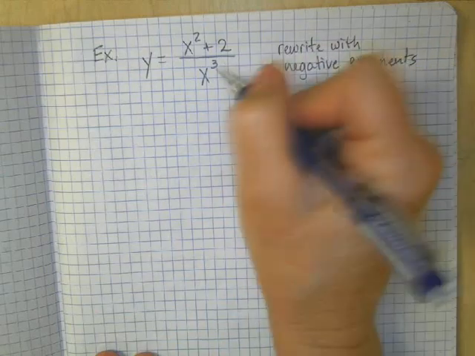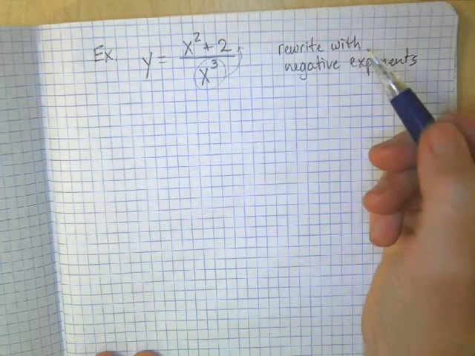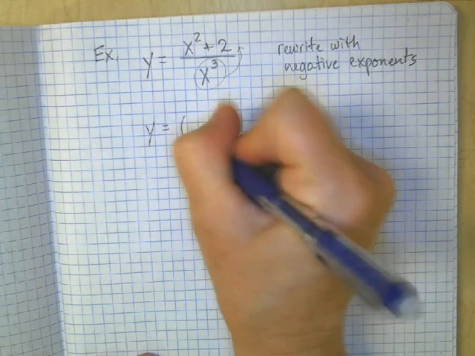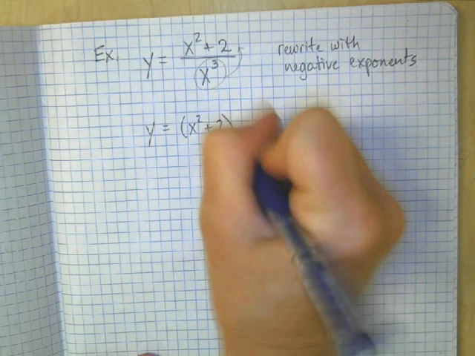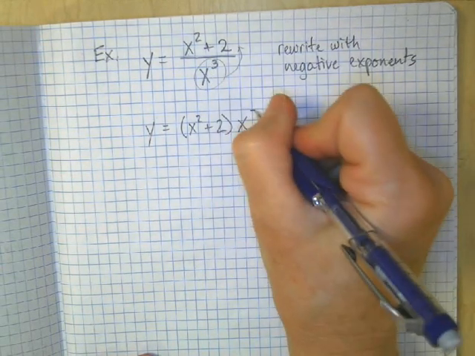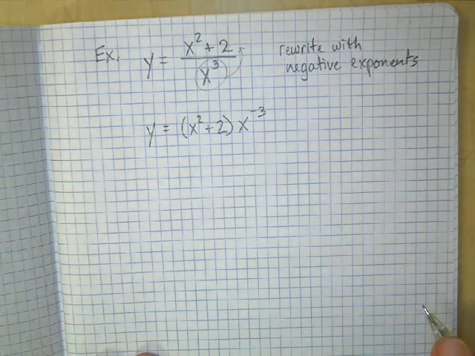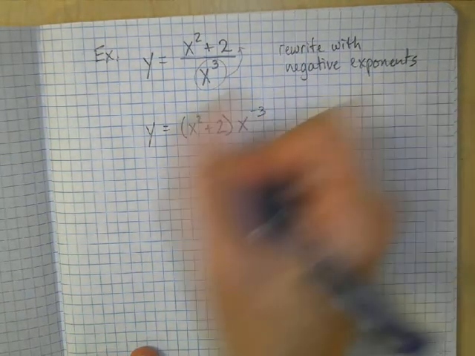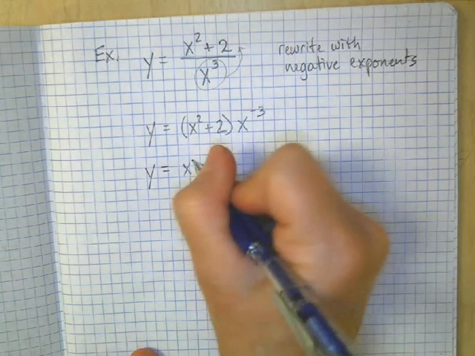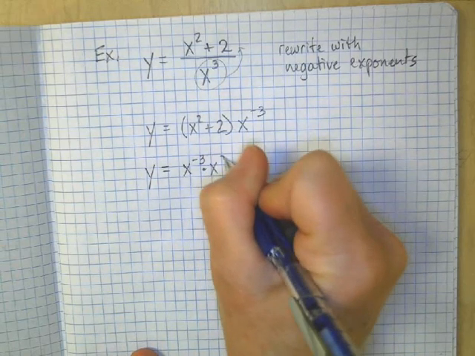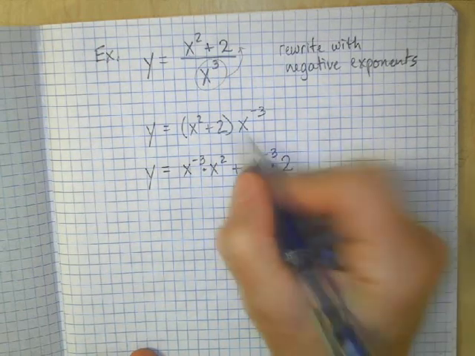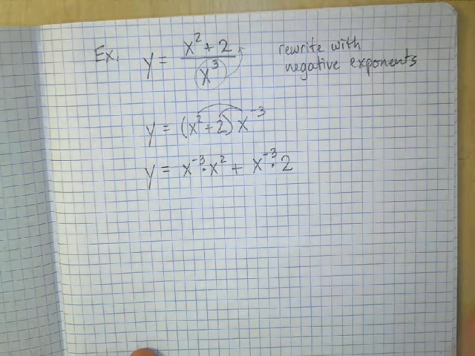So I'm going to want to move this to the top, but you got to be careful when you do this. You need to put the x squared plus 2 into parentheses. So it's going to be x squared plus 2, because all of this is going to get multiplied by x to the negative 3. Now I can distribute. So I'm going to have x to the negative 3 times x squared plus x to the negative 3 times 2. So I'm distributing.